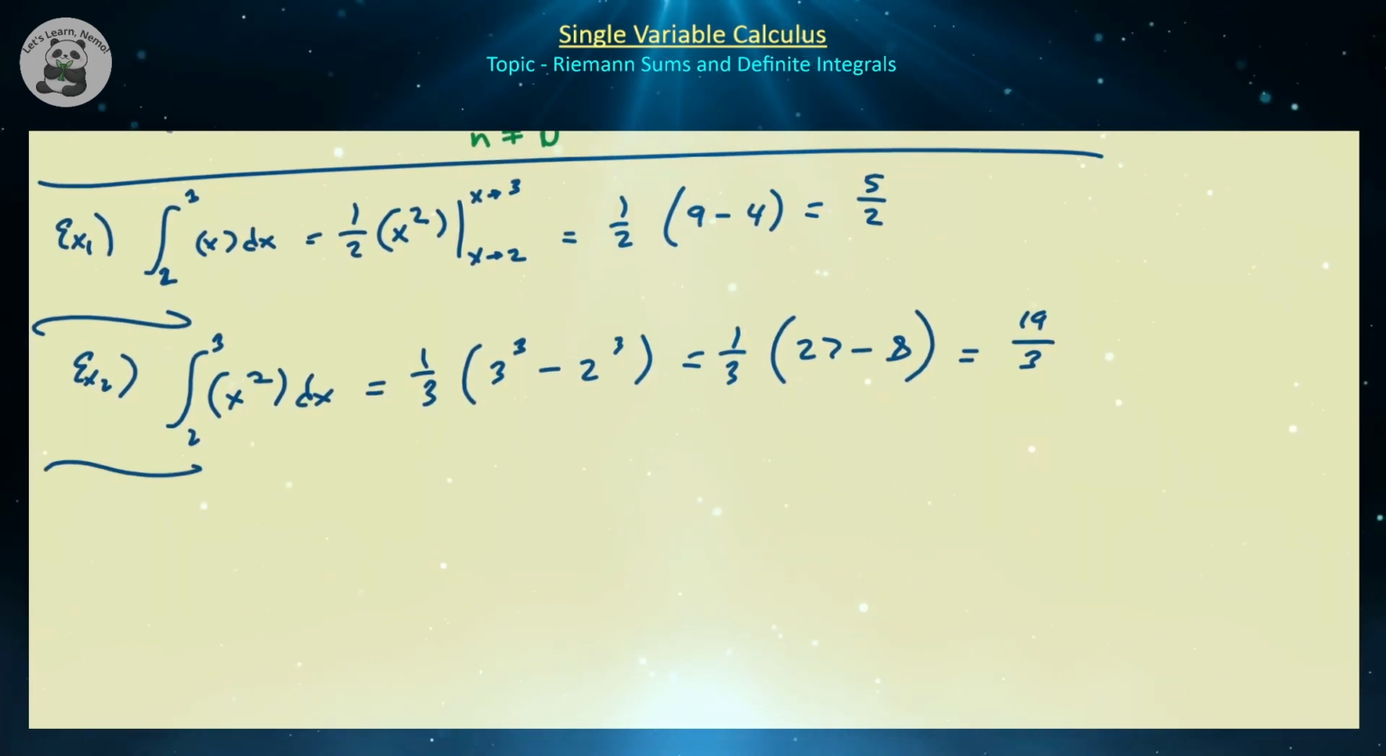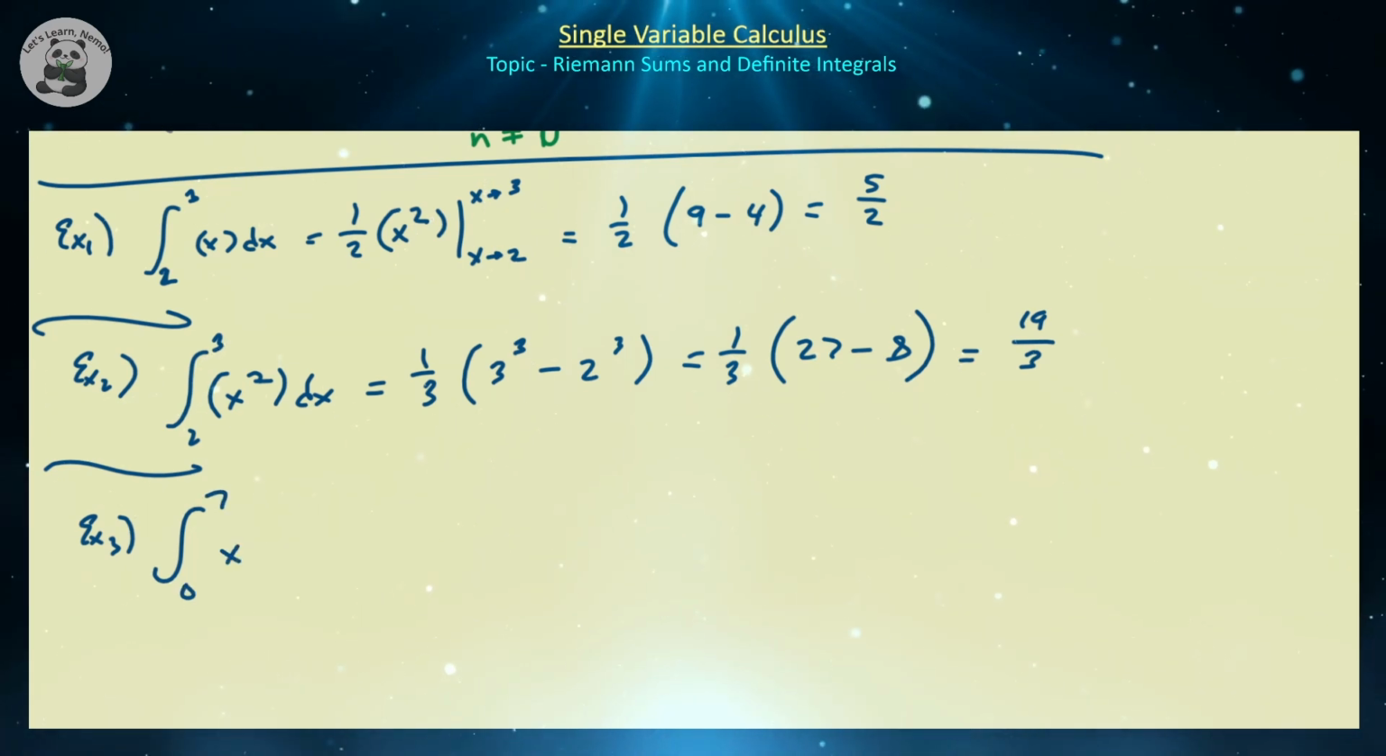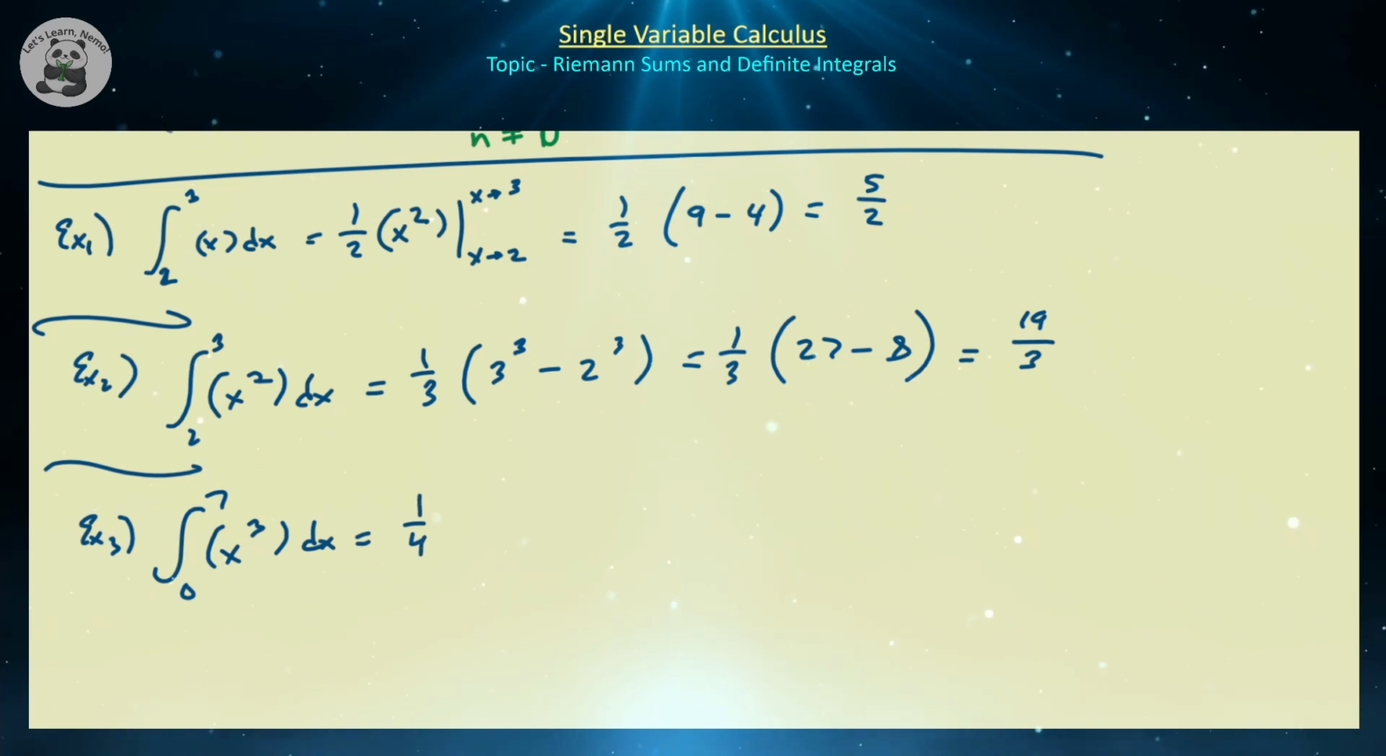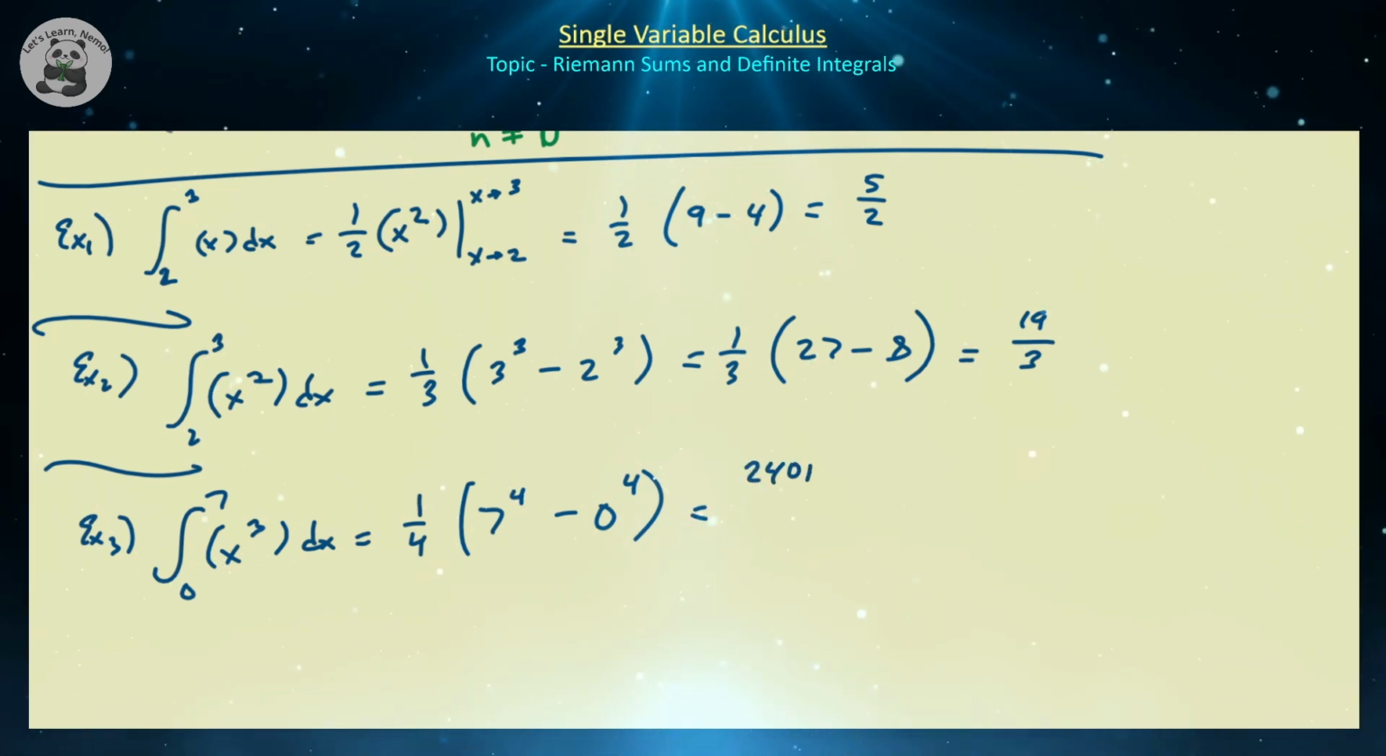And let's jump up a little bit more. Let's do the integral from 0 to 7 of x cubed. So that's going to be 1 fourth, and then we're going to raise these things to the power of 4. So 7 to the fourth minus 0 to the fourth. 0 to the fourth is just going to be equal to 0. And 7 to the fourth is going to be 2401, so the answer is 2401 over 4.